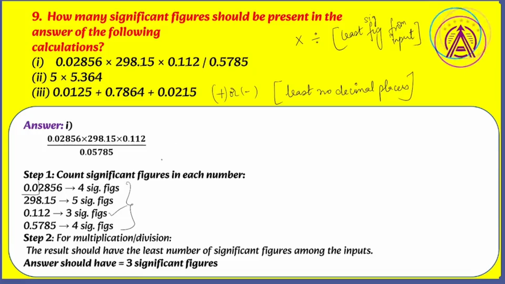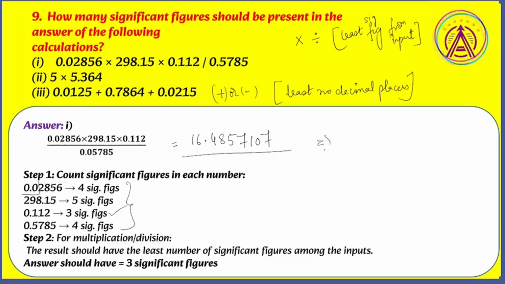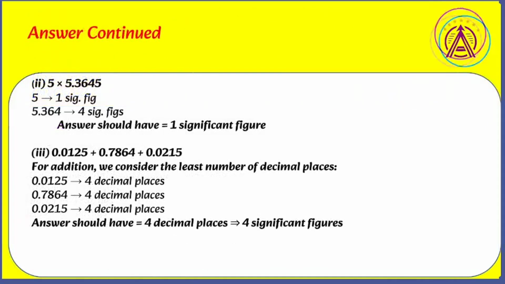So on solving this particular numerical, we get 16.4857107. Now remember, our answer should be expressed in three significant figures, that is 16.4. Now this 4 we can round up, since after 4 we have 8 which is greater than 5, and write it as 16.5. Similarly, in the second case, 5 has one significant figure, 5.364 has four significant figures. So the answer will end up having only one significant figure.